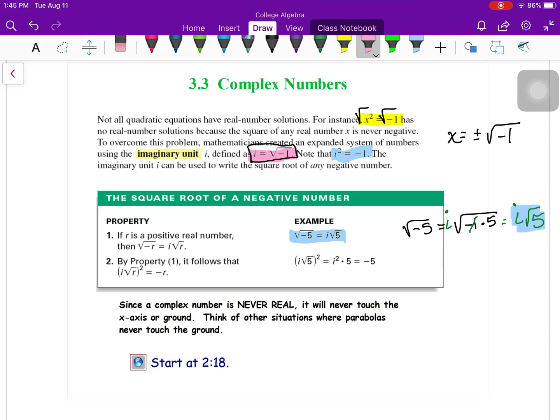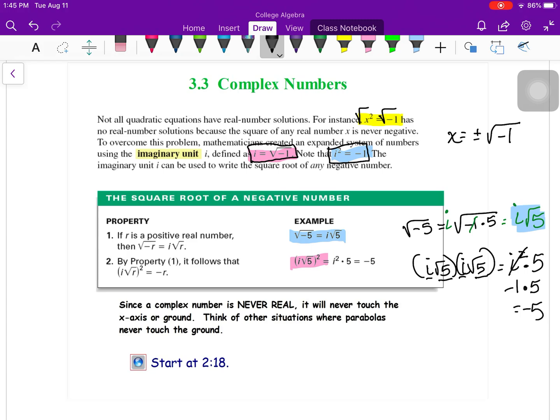In this next example, we have i square root of 5, squared. So if I take i square root of 5 times i square root of 5, i times i is i squared, and square root 5 times square root 5 is 5. Right here it says all i squareds are replaced with -1. So this becomes -1 times 5, which is -5.